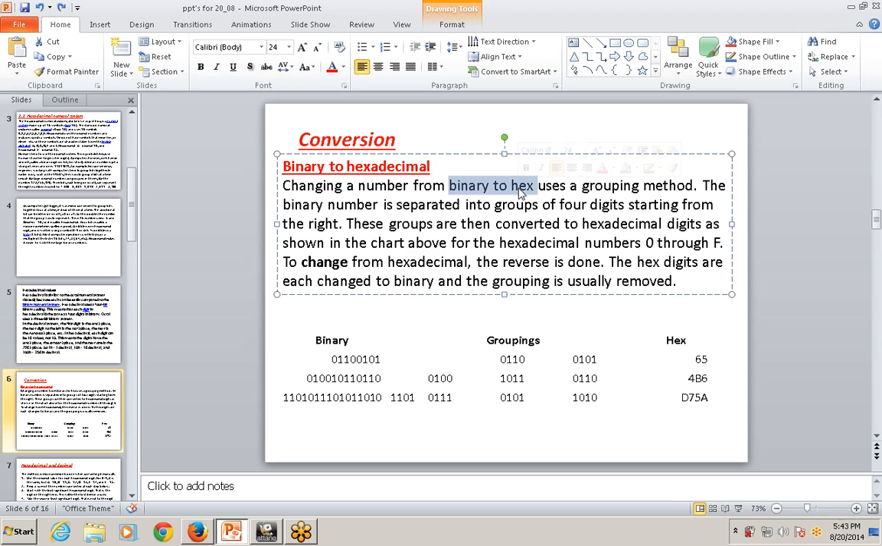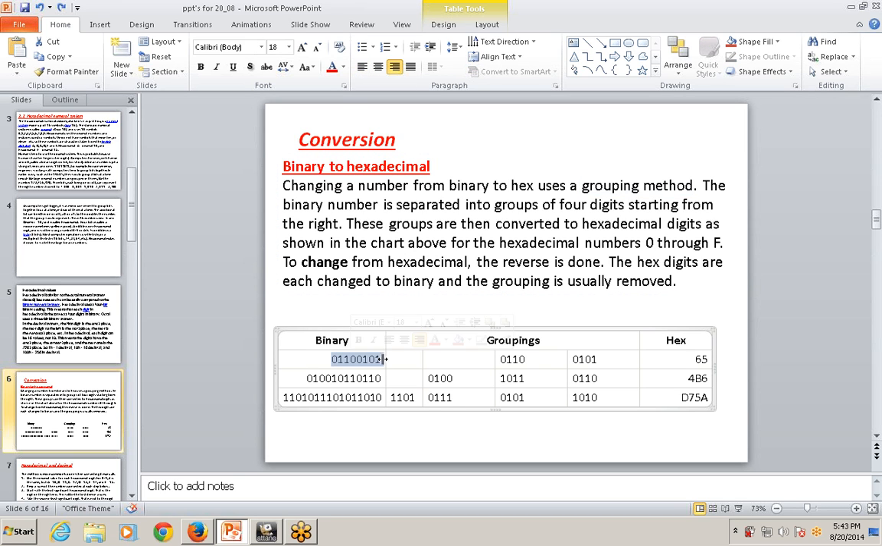Changing a number from binary to the hexadecimal number system uses a grouping method. It means we can create groups of 4 bits. Suppose I want to group this figure. The first group is 1 0 1 0, and another group is 0 1 1 0.